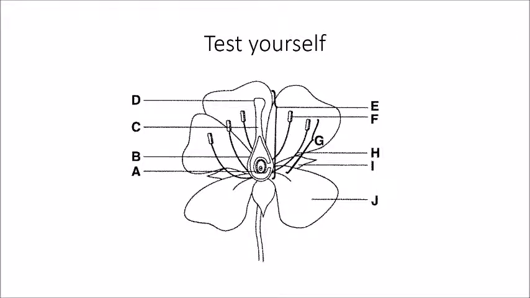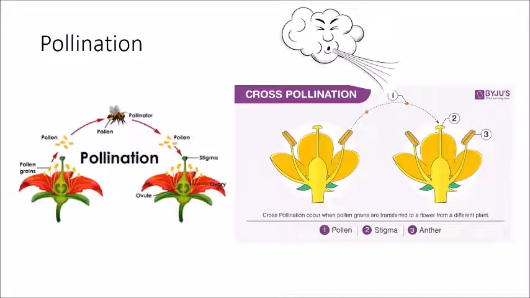All right, so next we're going to talk about pollination. What is pollination? Pollination is the transfer of a pollen grain onto the stigma of a flower. Okay, so pollination is just a pollen grain traveling to the stigma of a flower.